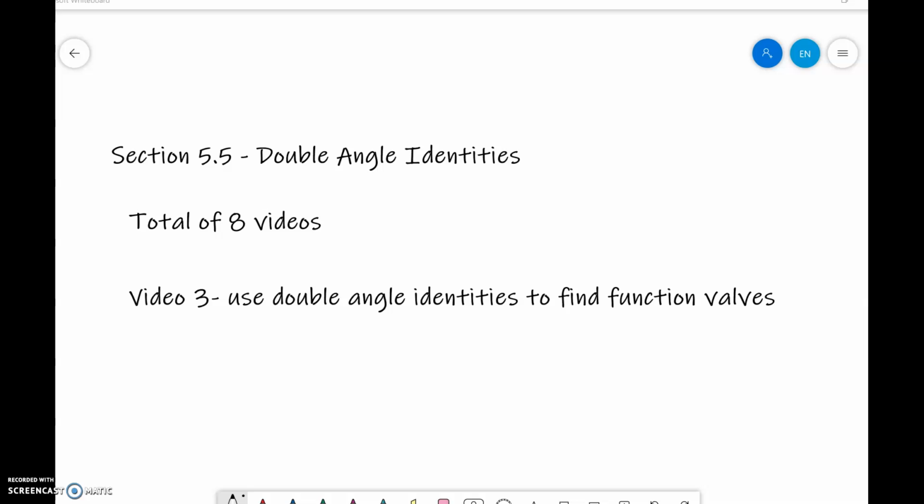This is the lecture video for section 5.5. This is video 3. Now we're going to show in one example how to use the double angle formulas to find trig function values.